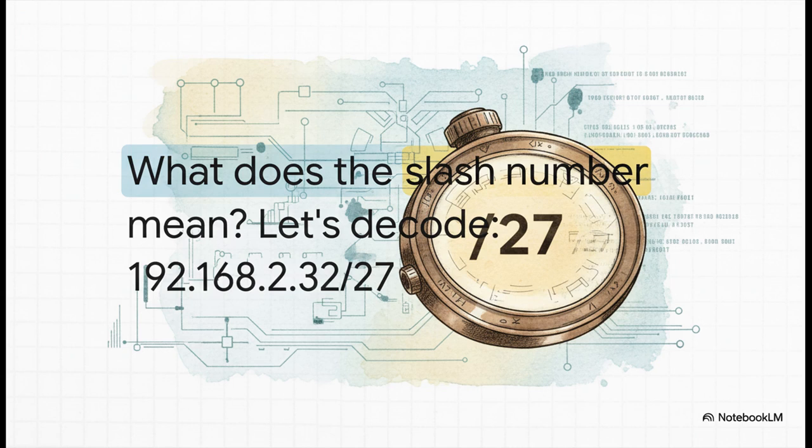But wait a second, how do we know what the first and last addresses even are? That's where that little slash number comes in, that /27 you see. That's the real magic key here. It's called CIDR notation, and it's basically our secret decoder ring that tells us exactly how big our street, or our block of addresses, is.